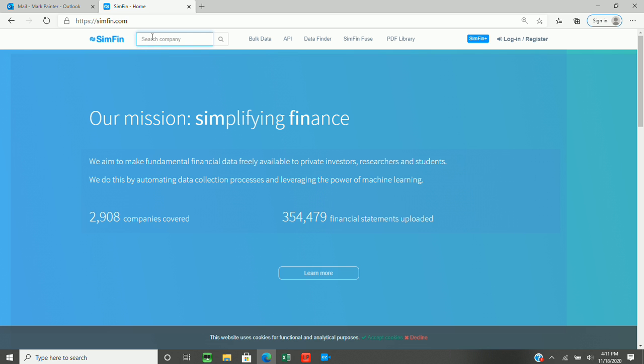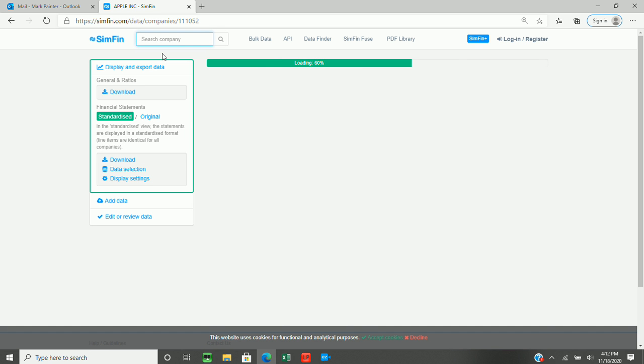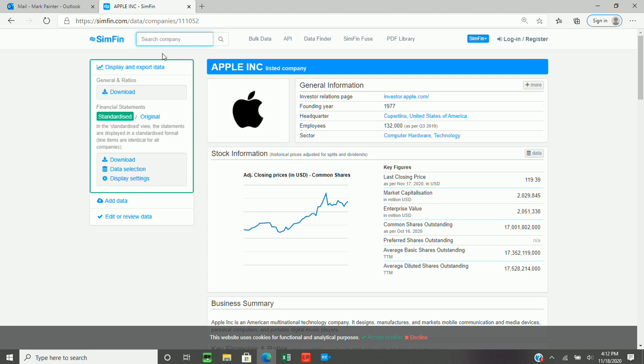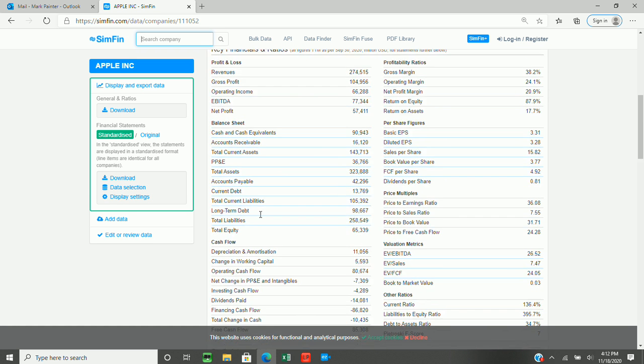So we're going to go to the top here. Once you're in here, you can actually go in and search for a company. We're going to go ahead and search for Apple. Once you go into here, it takes a couple seconds to load up. But once it does, it gives you a bunch of information for this particular stock. And what's nice is it gives you a lot of key figures here, some business summaries, some financial ratios.